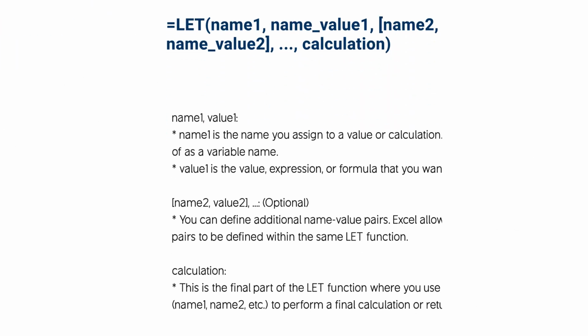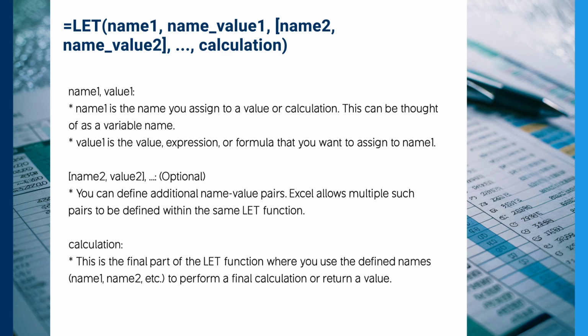Let's jump right in. First, let's understand the syntax of the LET function. The name1 is the name for the first value or calculation. The name_value1 is the value or calculation for name1. Additional names and values can be added as needed. The final calculation uses the named values.